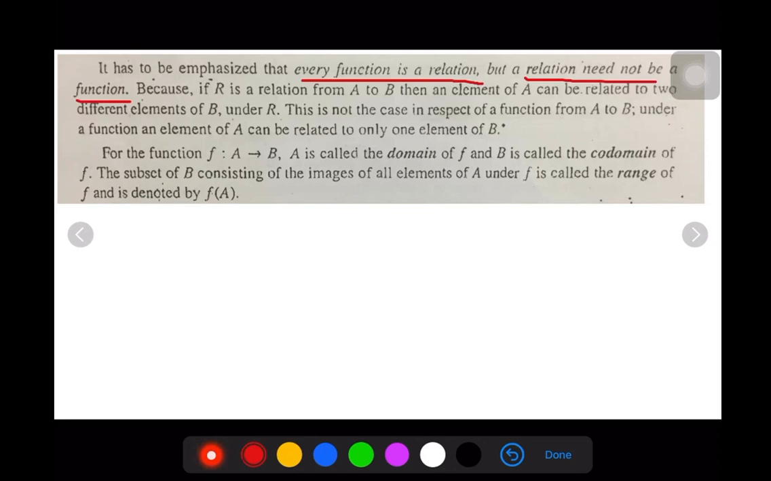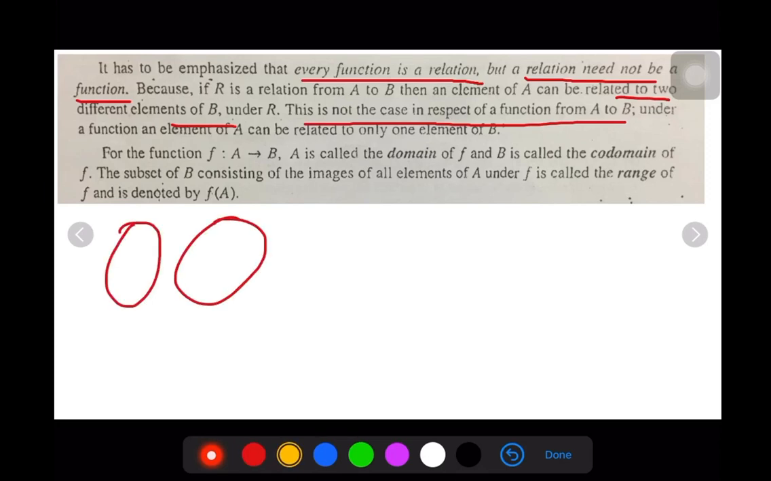Because if R is a relation from A to B, then the element a can be related to two different elements under R. This is not the case for functions from A to B. So when you take A here, B here, and a is related to an element b and an element c here, then you cannot have this as a function. According to this, a cannot map to two different images. It should always have a unique image.